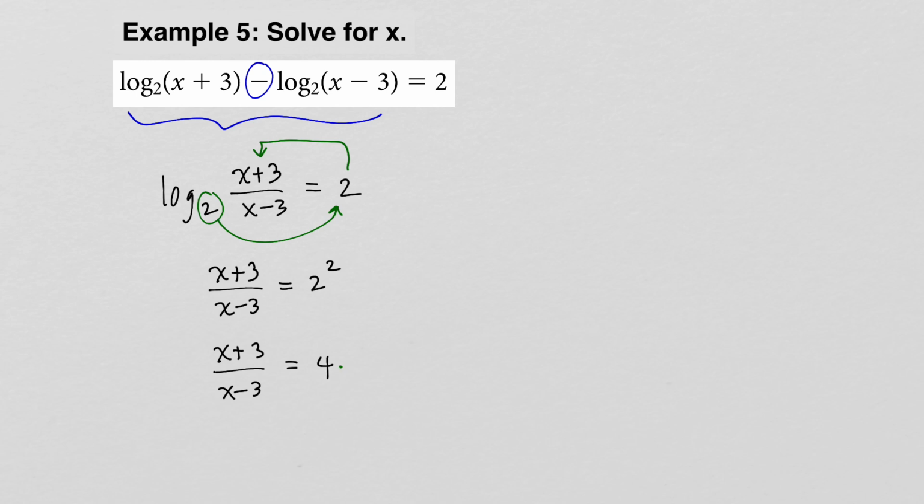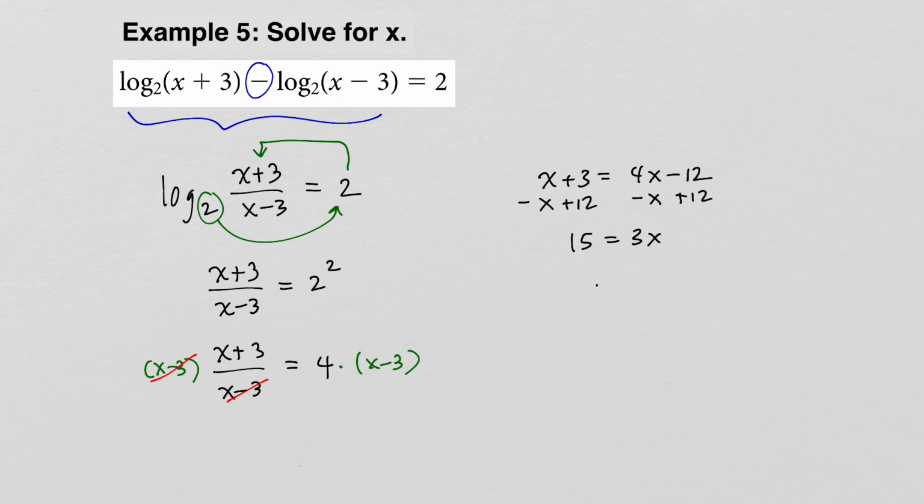And then we'll just multiply both sides by x minus 3. This will allow us to cancel these out, and we get x plus 3 equals 4x minus 12. Finally, subtracting x from both sides and adding 12 to both sides, we end up with 15 equals 3x, which of course means x equals 5, and if you check that answer, it works.